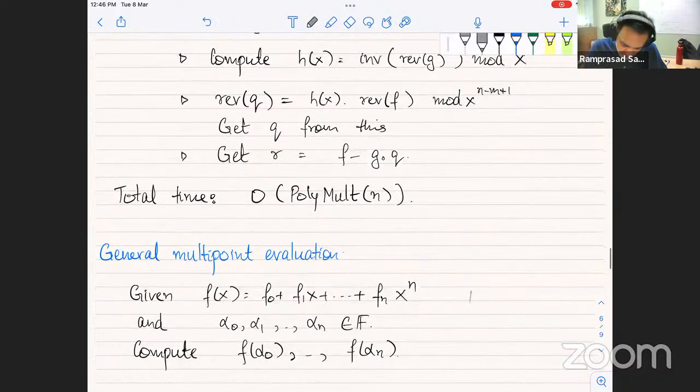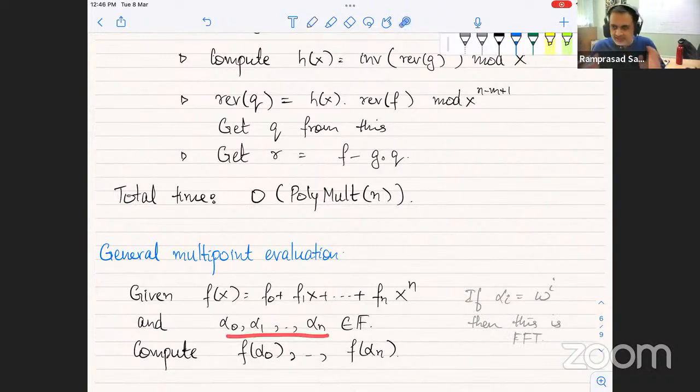Just to recall, if this alpha i was equal to omega power i, then this is FFT. For the specific situation where the set of points I give you happens to be powers of a principal root of unity, in that situation, this is precisely the discrete Fourier transform, and the FFT algorithm is a fast way of doing that transform. But now I want to say, okay, maybe the set of numbers that were given to me were some arbitrary numbers. Can I still compute this sort of multipoint evaluation quickly?